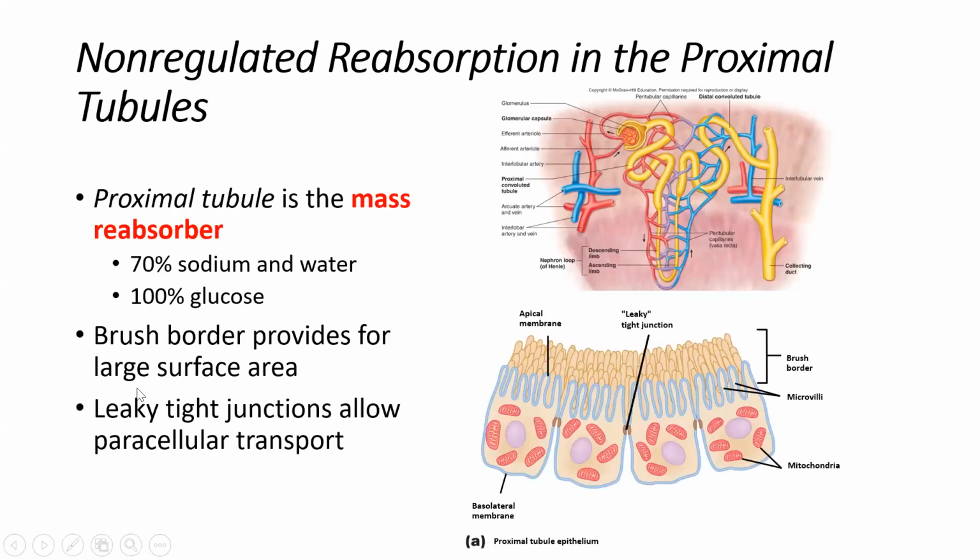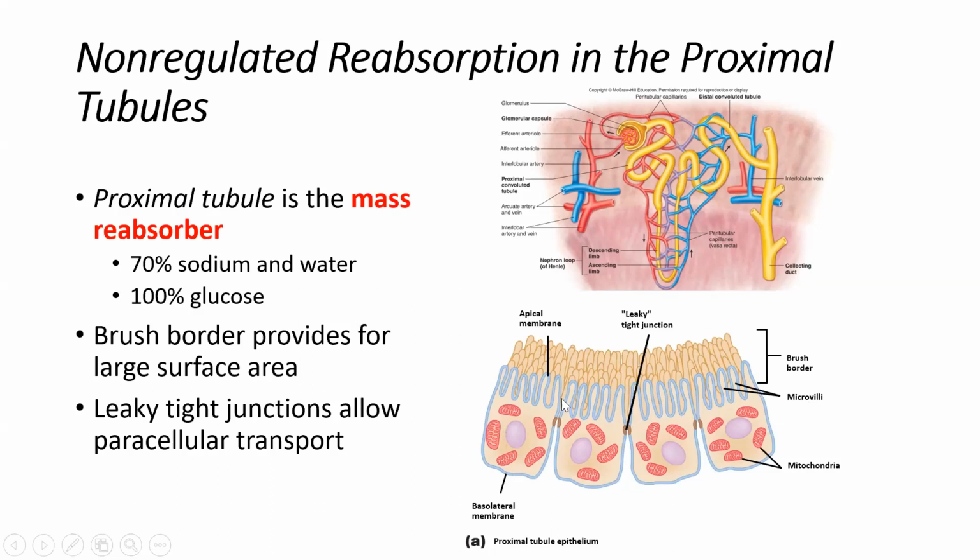So let's go ahead and look at the non-regulated reabsorption in the proximal tubule a little bit closer, and this will bring us to describe the anatomy of the proximal convoluted tubule cells. So this is where most of the reabsorption takes place. So 70% of the sodium and water, and 100% of the glucose is reabsorbed across the proximal tubule.